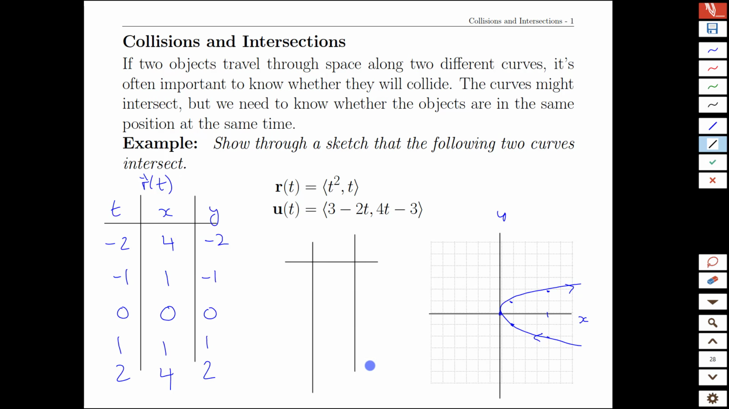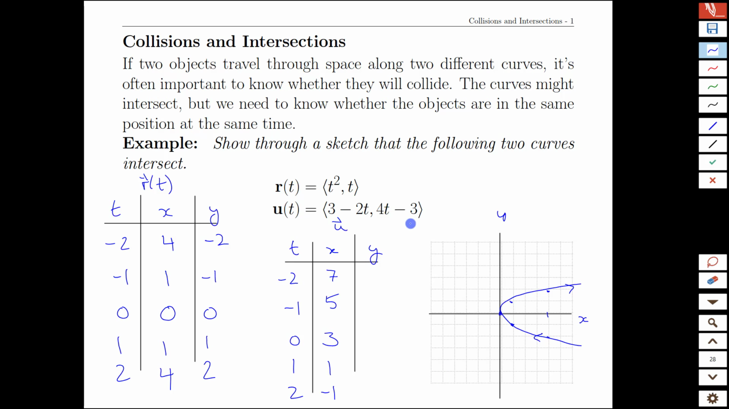On the other hand, the second trajectory is going to be u, and it has t and x and y coordinates as well. For consistency, let's see what we get here. With 3 minus 2t, 3 minus 2 times negative 2, so 3 plus 4, is going to give us 7 for x. Let's just keep going through the x's first. 3 plus 2 is going to be 5. 3 minus 0 is 3. 3 minus 2 is 1. 3 minus 4 is going to be negative 1. So we see our x coordinates start at 7 and then work their way back towards negative 1.